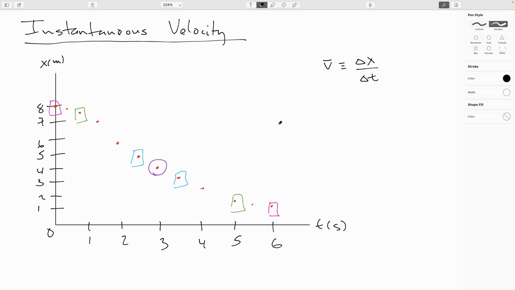So for a bit of a pause and ponder here, I want you to tell me which of these intervals would give me the most accurate representation of what's happening at exactly t = 3 seconds: the pink, the green, or the blue. So go ahead and pause the video and then we'll get back. All right. It turns out that our best choice is going to be the blue pair.